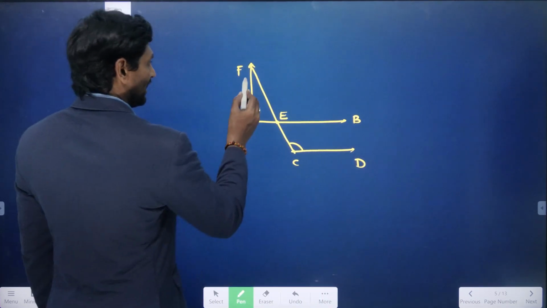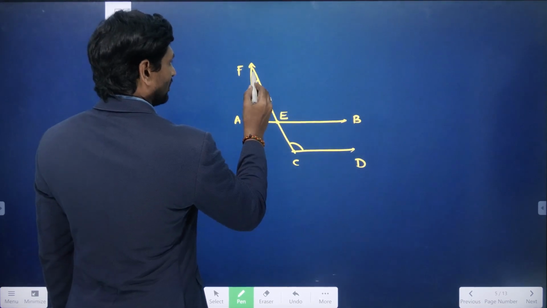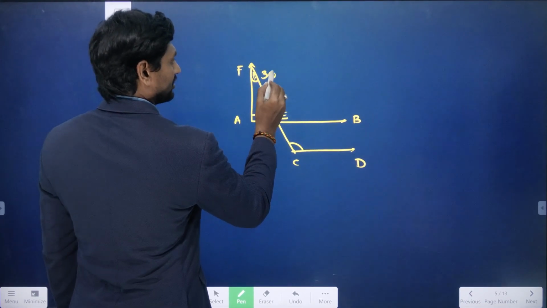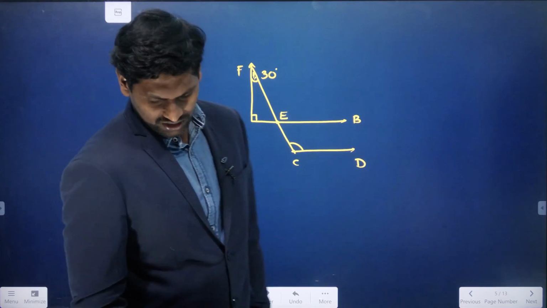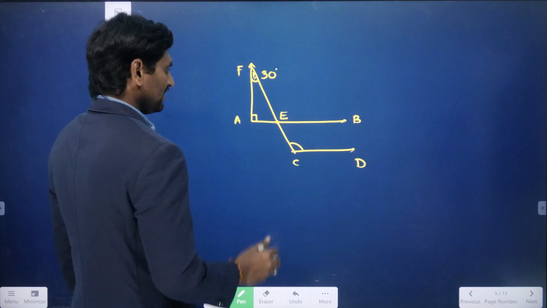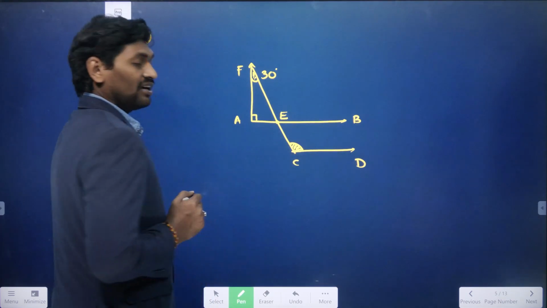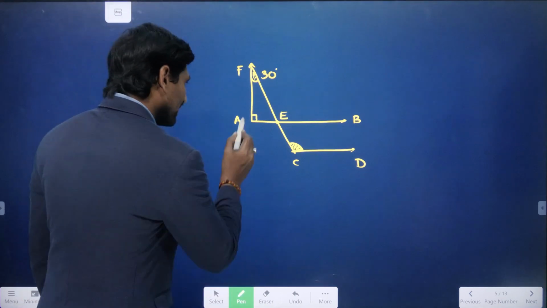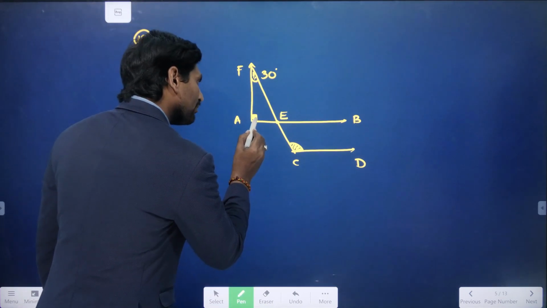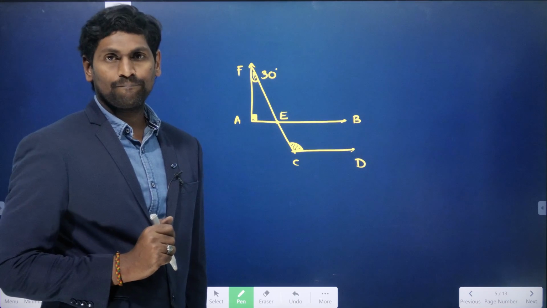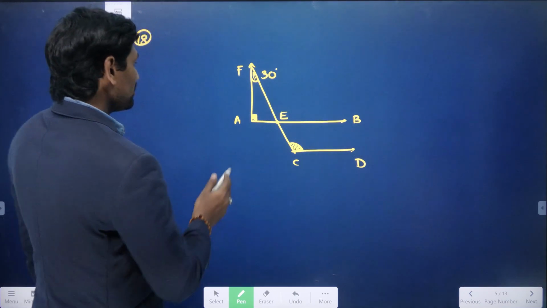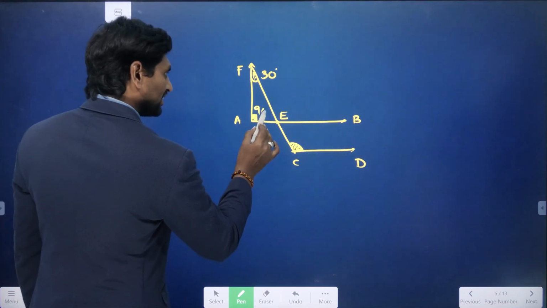In this given figure, AB is parallel to CD and angle F equals 30 degrees. Angle F means this one. This value is 30 degrees. And ECD is the value we need to find. ECD means this angle we need to find. From the figure, the perpendicular symbol is nothing but a 90 degrees angle, so we can consider this is a 90 degrees angle.